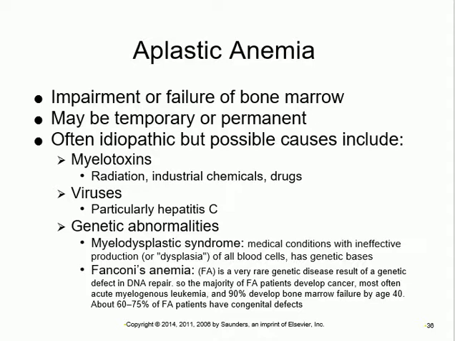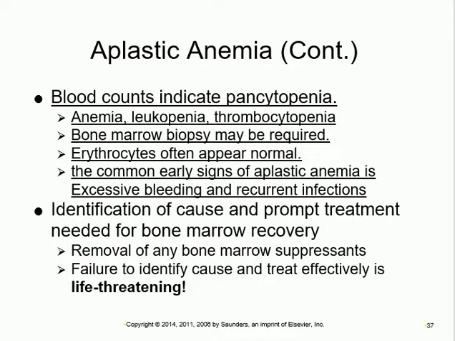What's the job of the bone marrow? To make all three lines. All of them. The bone marrow makes all three lines. Red, white, platelets. You're not making any one of those. So it's pancytopenia. What's a pancytopenia? Break it down. Anemia, leukopenia, and thrombocytopenia.